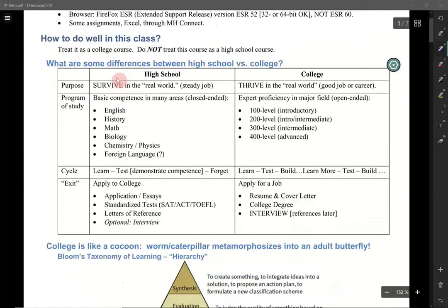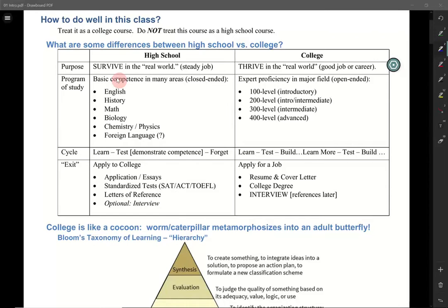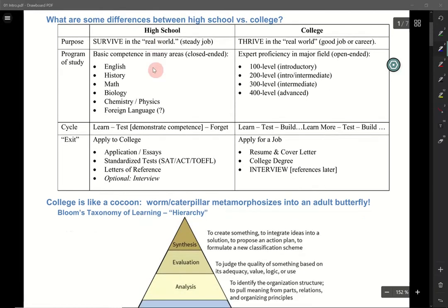Okay, so I think many students are probably asking, how do you do well in this class? The basic advice is to treat this as a college course, not as a high school course. What do I mean by that? If you think about the purpose of high school, I think it is to train people to learn to survive in the real world, maybe get a steady job. However, the purpose of college is really to learn to thrive in the real world, like get a good job or maybe even the beginning of a career.